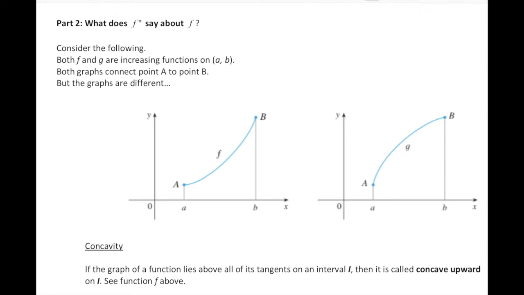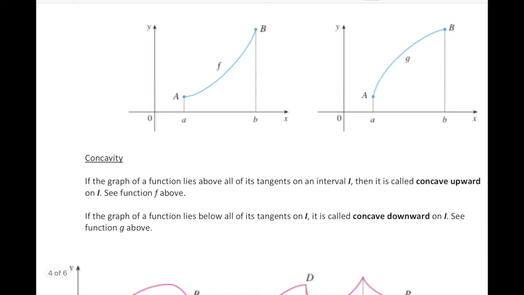Now, thinking about this, if we go back to our derivative and all of those tangent lines, our tangent line is getting steeper and steeper in graph F. If we look at G, the slope of our tangent line is getting less and less steep, more shallow. That's the rate of change of the rate of change. That's the second derivative. And so we're going to be looking at how the second derivative affects the shape of the graph. Now to define this, we call this concavity.